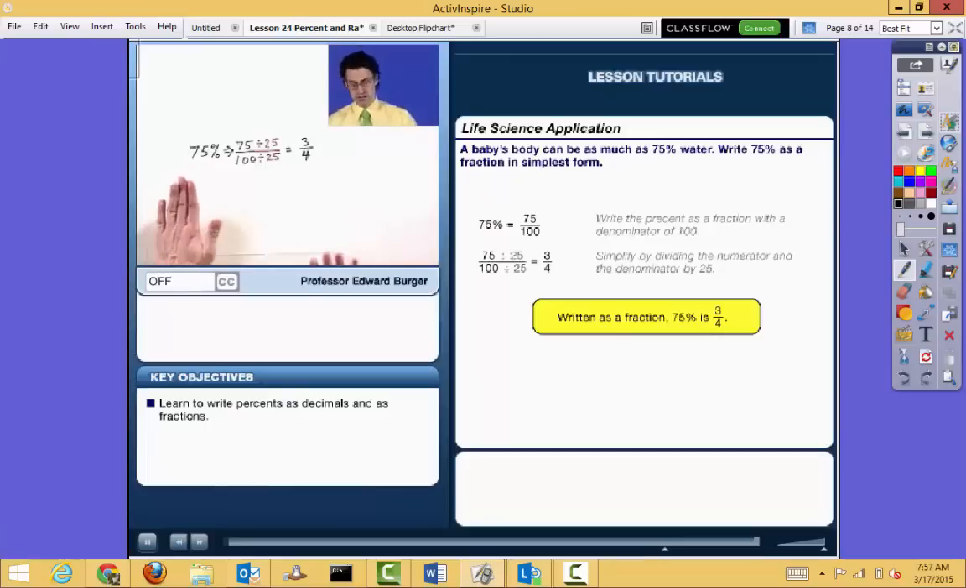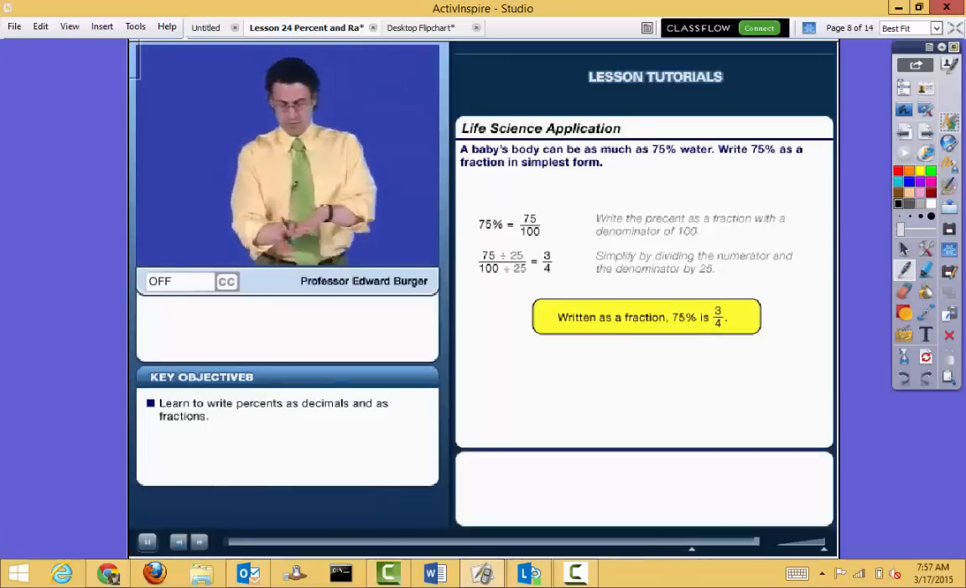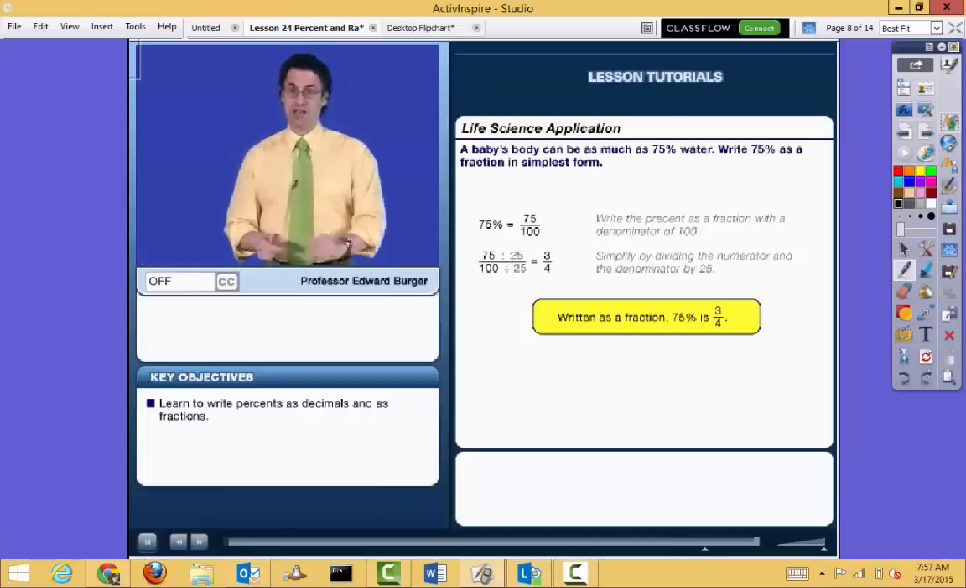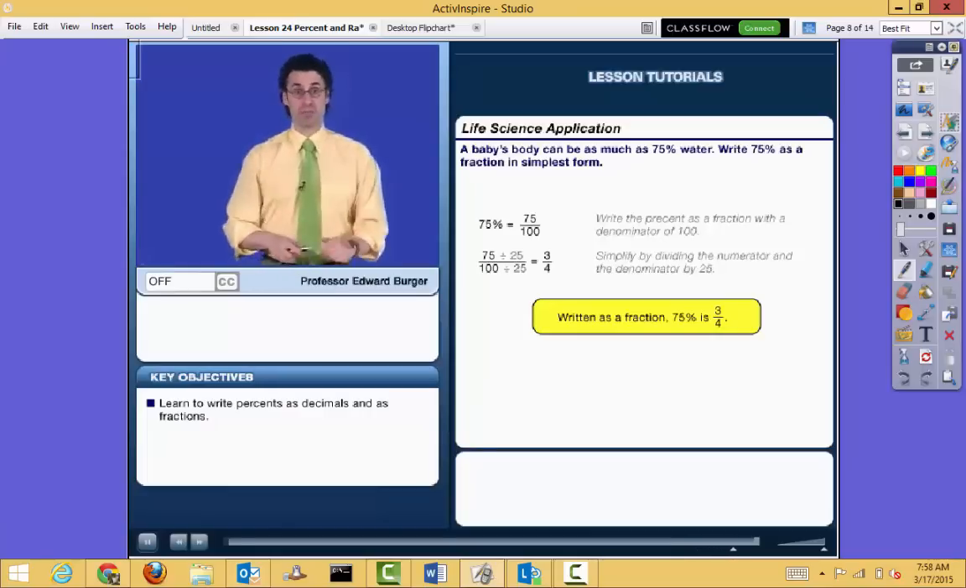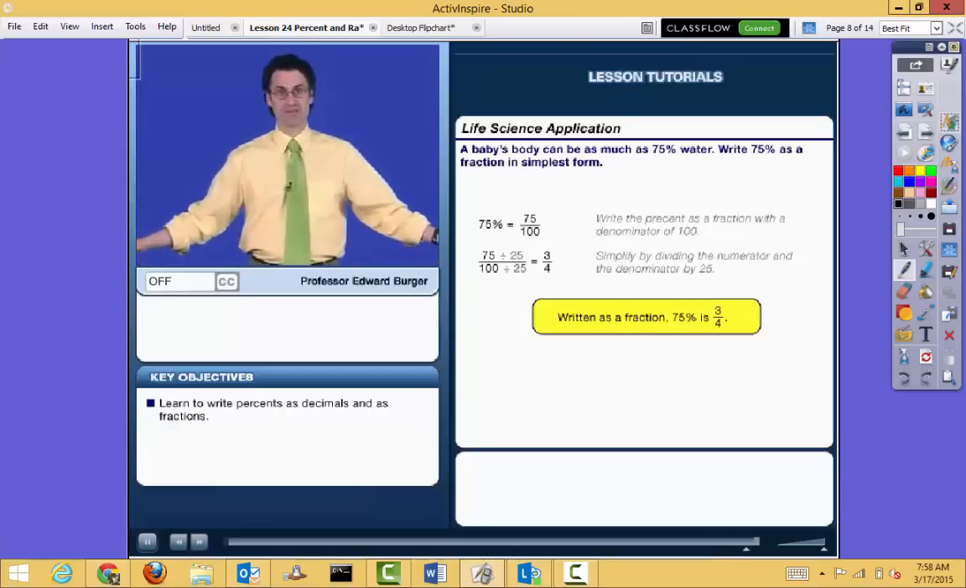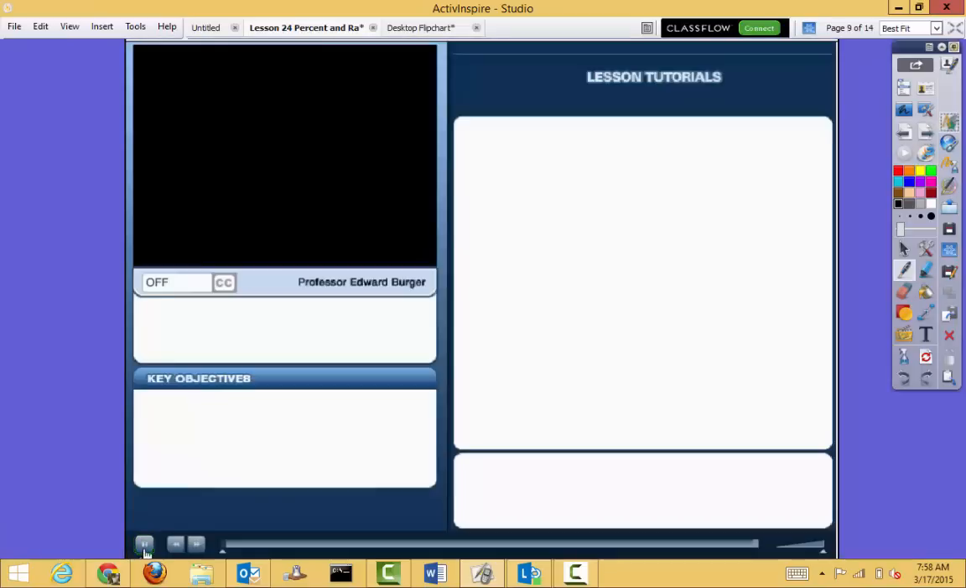Again, we're seeing a connection between percent and fraction. Percent, fraction, percent, fraction. And the connection is we have 75 over 100. The denominator always starts off to be 100. Alright. And let's watch one more video.